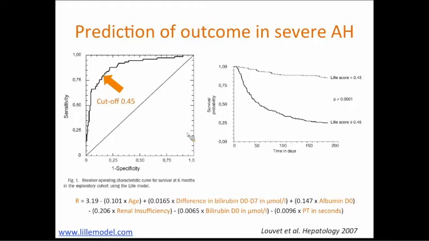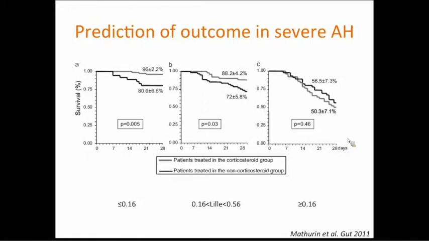And according to the ideal cutoff of 0.45, you're able to classify patients in responders who have a low Lille score and who do well after a short period of time, as compared to non-responders to prednisolone, who have a very high Lille score and who are unfortunately likely to die after a short period of time. This model also works in pentoxifylline-treated patients, in placebo-treated patients, but also in the combination of prednisolone with pentoxifylline. And it's also possible to refine the prediction of outcome in patients treated with prednisolone in this setting based on the cutoffs of the Lille model.